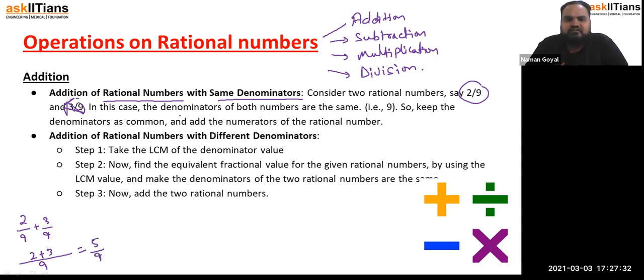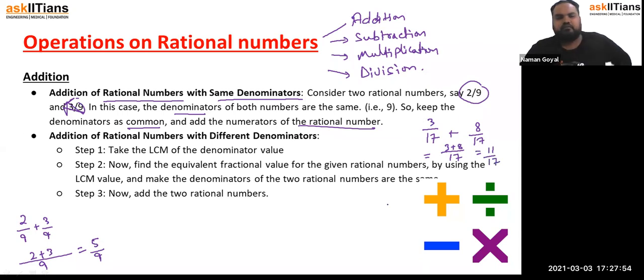So in this case, the denominator of both the numbers is the same, that is 9. So keep the denominator as common and add the numerators of the rational numbers. If I'm asking for 3 by 17 and 8 by 17, then the denominator is the same, so you can take 17 as the denominator and add the numerator part. So how much will you get? You get 11 upon 17, which is the correct answer.